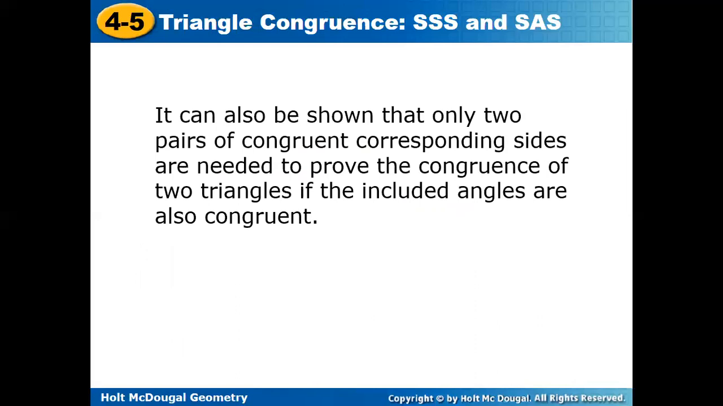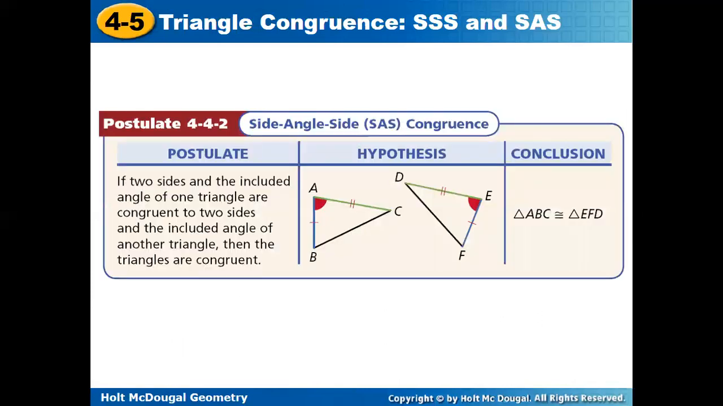It can also be shown that only two pairs of congruent corresponding sides are needed to prove the congruency of two triangles if the included angles are also congruent. This is the second case, it's SAS. And we said that S refers to sides and A refers to angle. So now we are talking about the second case.